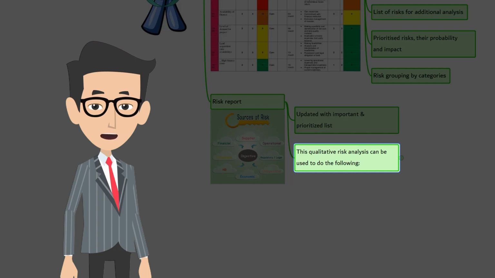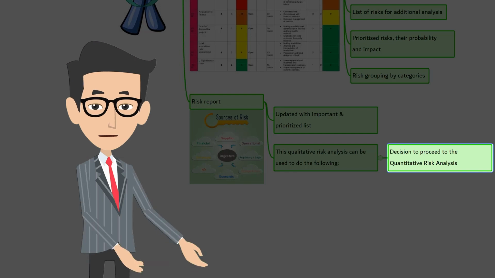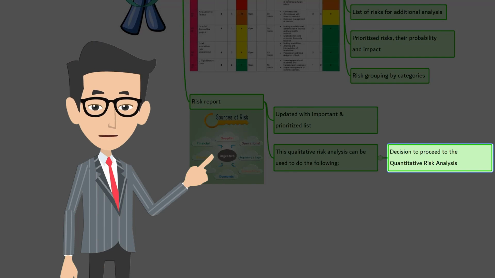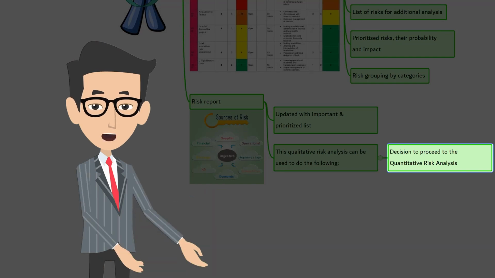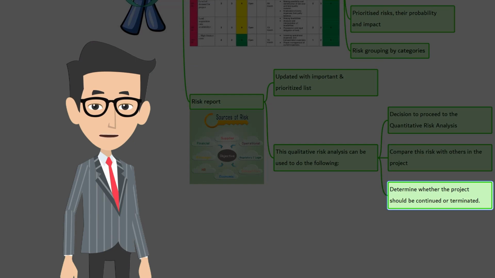This qualitative risk analysis can be used to determine whether to proceed to the perform quantitative risk analysis or plan risk response process. This depends completely on the need of the project and the performing organization. Compare this risk with others in the project. Determine whether the project should be continued or terminated. All right, that wraps up the ITTOs. Let's move to the next process.